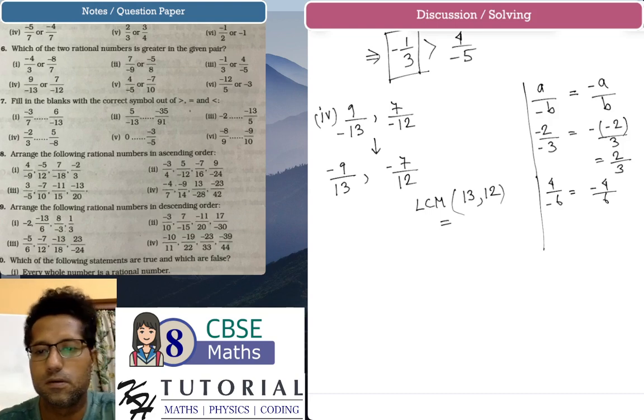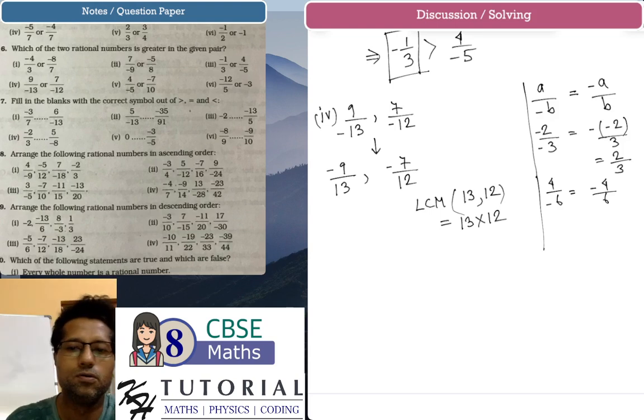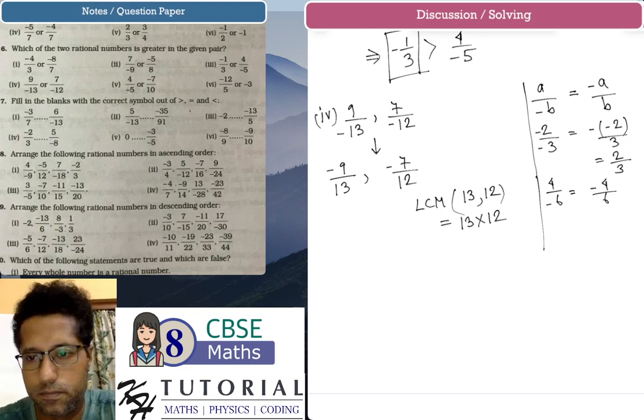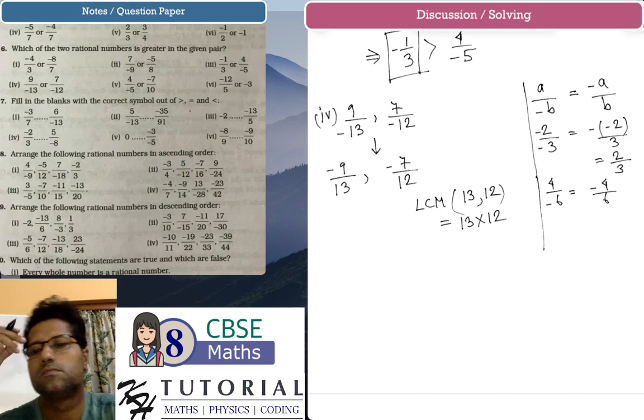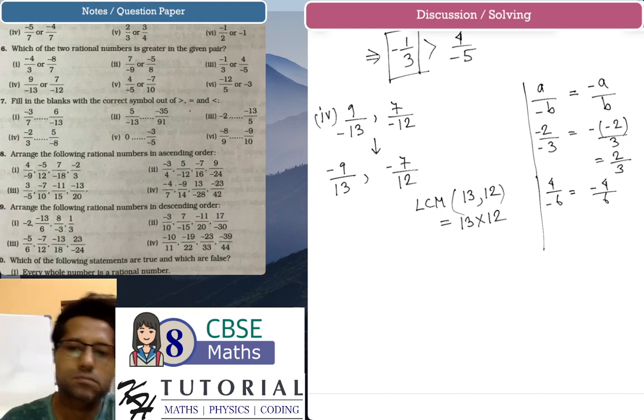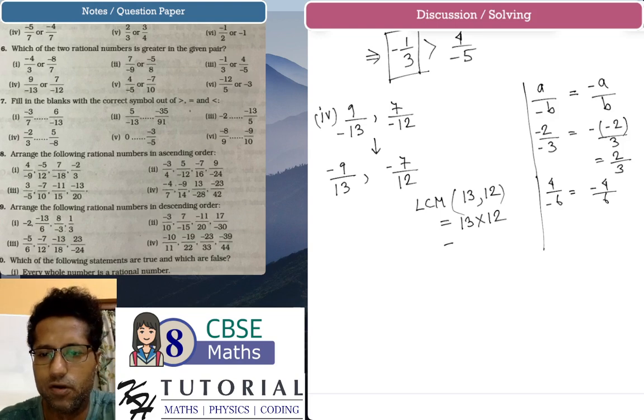this is 13 into 12, whatever this number is, 13 into 12. How much is this? We need not calculate the value of 13 into 12. Let it be like this.